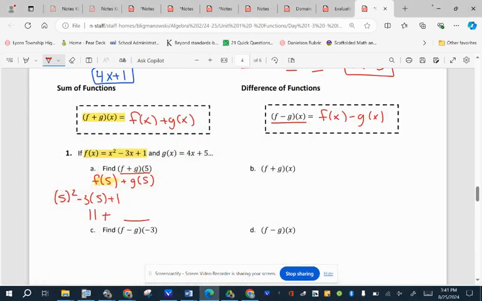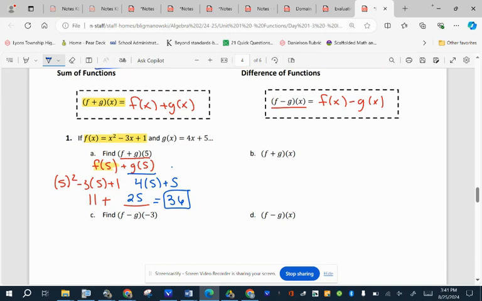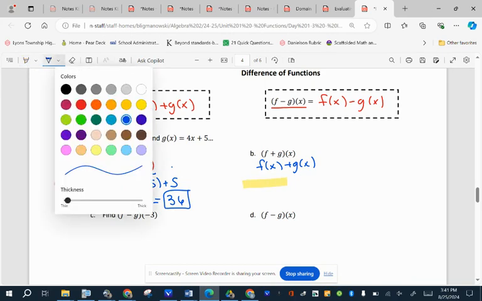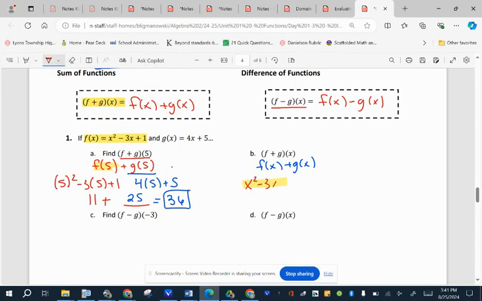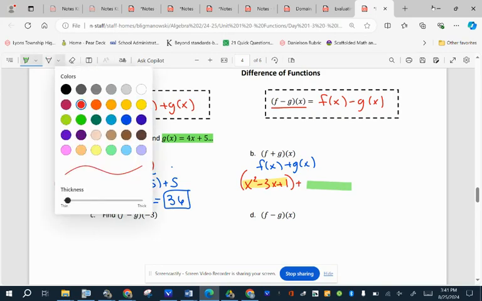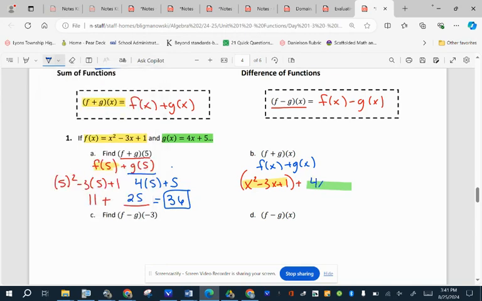So 11 plus, now I'm going to do the same thing with g of 5. I'm going to plug 5 in for g, and I'm going to get 25. So my final answer would be 36. Now we could also just do f of x plus g of x. This just means we're going to add the two functions together. So f of x, like we said, is x squared minus 3x plus 1, and we're going to add that to g of x, which is 4x plus 5.